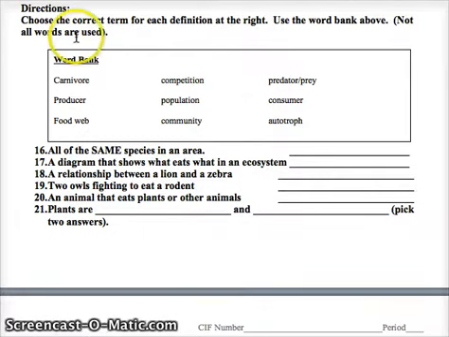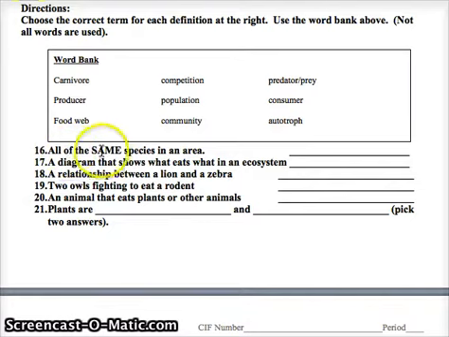For the following questions, choose the correct term for each definition on the right. Use the word bank, and just know that not all of the words will be used. Your word bank includes carnivore, producer, food web, competition, population, community, predator-prey, consumer, autotroph. Using that word bank, we're going to answer the following questions.